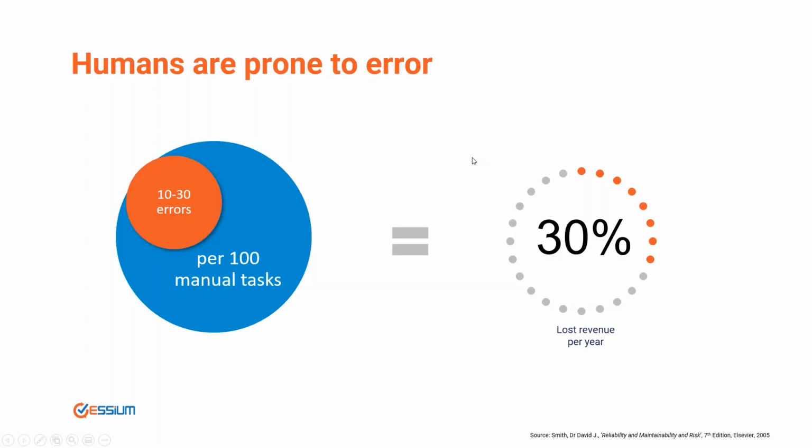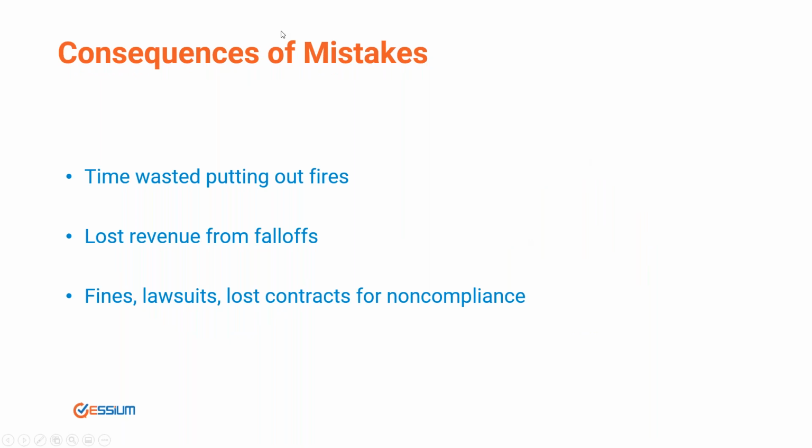The second component to the cost here is the error rate, and engineers love studying this. And one of the things that they've come up with is per 100 manual tasks, whether that's data entry, comparing 2 pieces of information together, whatever type of manual steps that you have in your process, you're going to make on average 10 to 30 mistakes along the way. And the research has found that costs you about 30% of your revenue per year. So when you take that and you look at, well, what is that 30%? How am I getting to 30%?